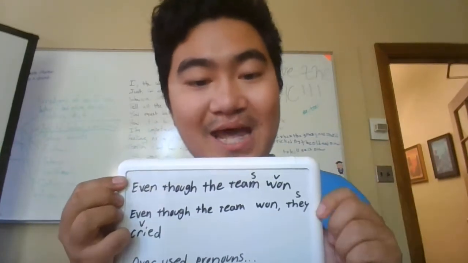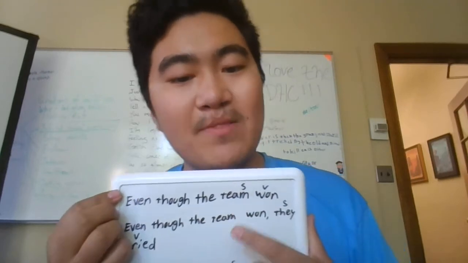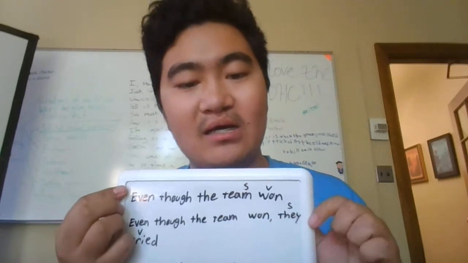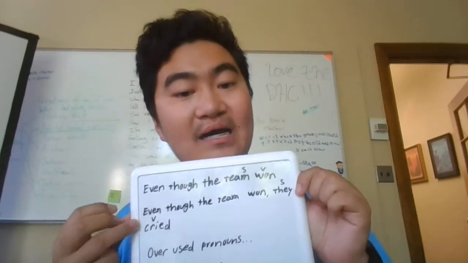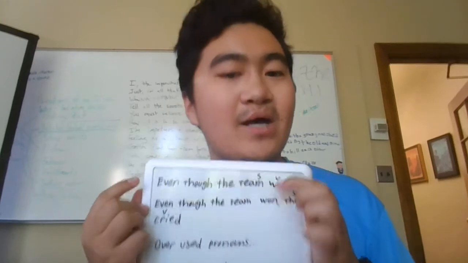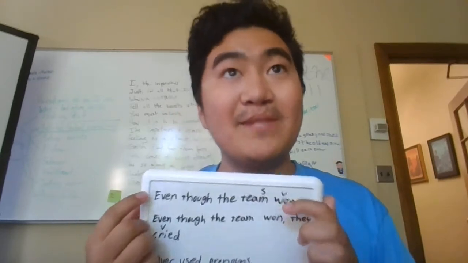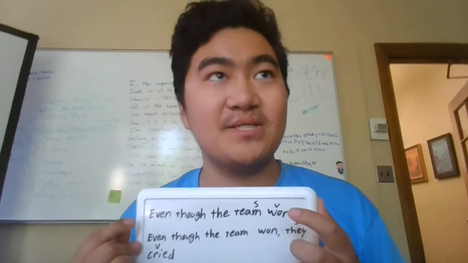Something to note here is that the subject and the verb here move. So the subject is now no longer team, and the verb is no longer won. In this case, the subject is now they, and cried is the verb. This is because dependent clauses cannot contain a subject. They can contain nouns, but they can't contain the subject of the entire sentence.